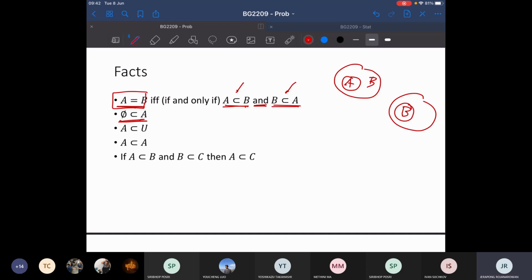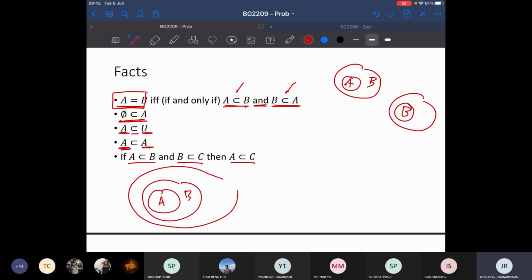The empty set is a subset of every set. Any set is a subset of the universe, the universal set. A is a subset of itself. This one is: A is a subset of B, B is a subset of C, and then A is a subset of C. So very easy to follow, right? A is a subset of B, and B is a subset of C. So in this case, A is a subset of C as well.